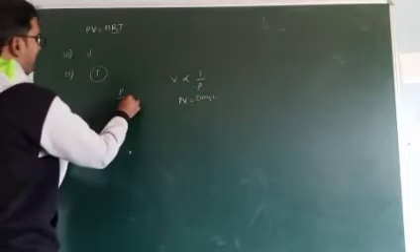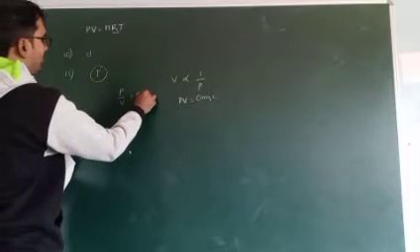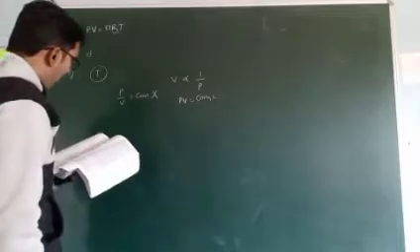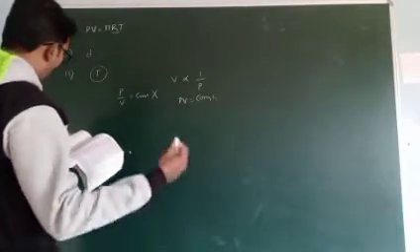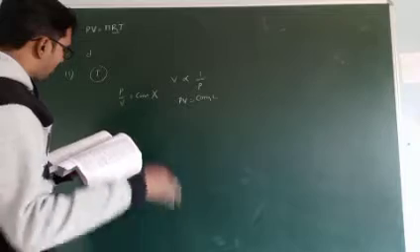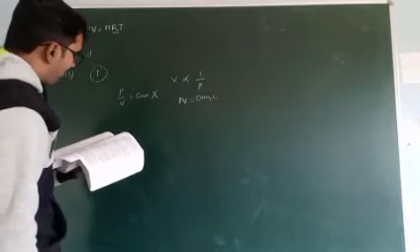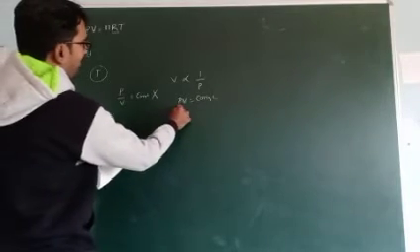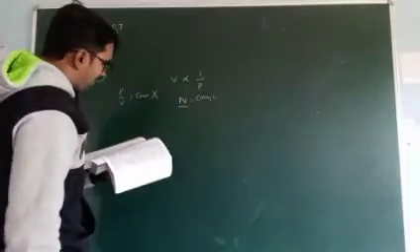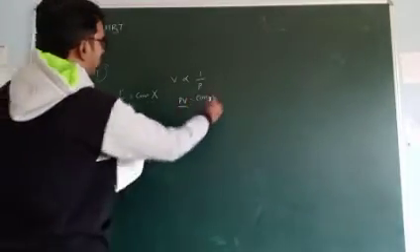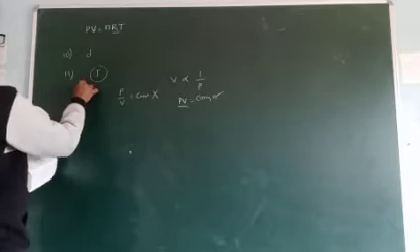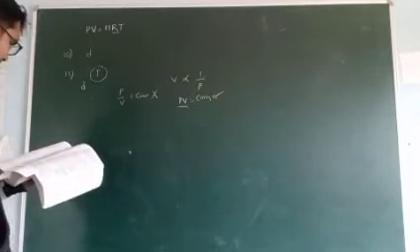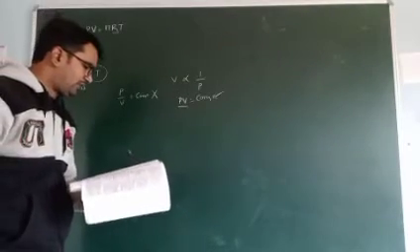But here, the first one is given P by V is equal to constant. So it is wrong. Volume always remains constant? Wrong. Pressure always remains constant? Wrong. The product of pressure and volume, product means multiplication, the product of pressure and volume always remains constant. So this is the correct answer. For the 11th one, D is the correct answer. Right. 12th one is homework.